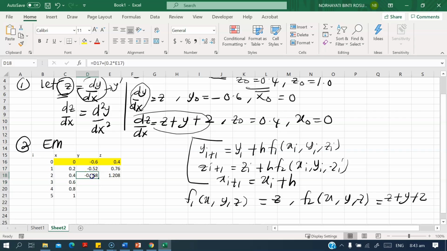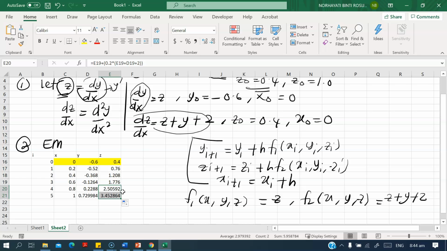And then I click here, I drag, I will get the next solution also for the z. It is important for you to follow the algorithm or the steps, because you need to compute y first before you go to z. Compute y before you go to z, and then you drag here for the z, and drag for the last one.